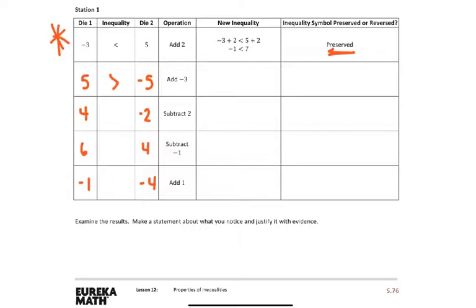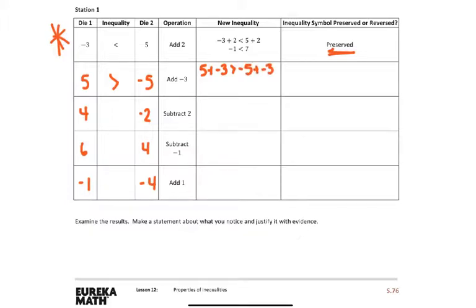So I'm going to put an inequality symbol in there that says 5 is greater than -5. And now they ask me to add -3 to both sides of my equation. So I'm going to write a new inequality that says 5 plus -3, and I'm going to keep that inequality symbol the same until I know for sure whether I need to change it or not. So 5 plus -3 is greater than -5 plus -3.